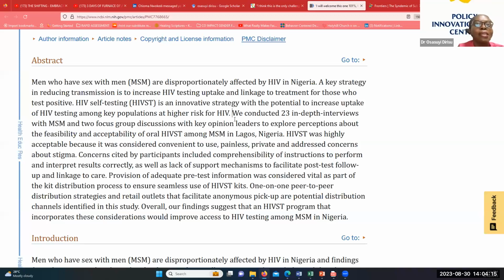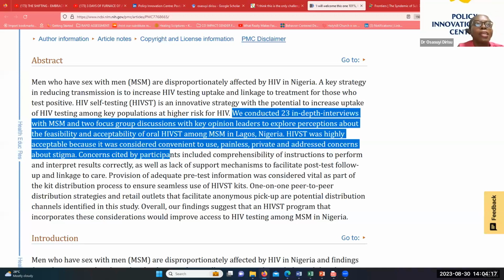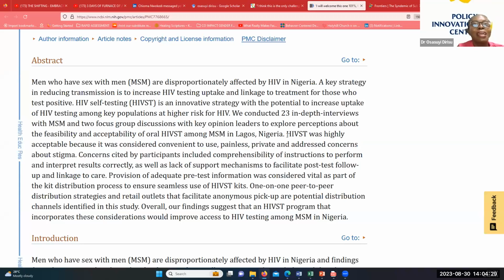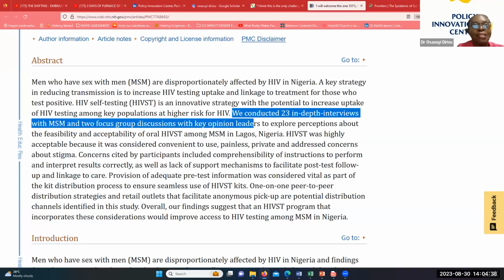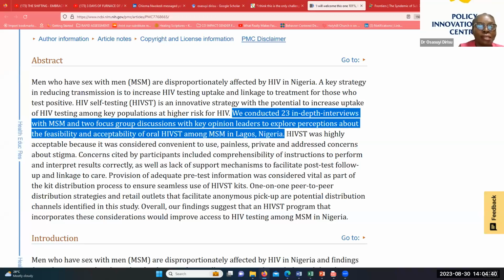So here you can see the methods. Okay, this was a much shorter abstract. I think they wanted 200 words. So we conducted 23 in-depth interviews with MSM, to explore perceptions about this. In fact, I actually wrote my methods in one sentence because that was what they wanted. I didn't even have the opportunity to write about how I analyzed the data, but the previous one I shared is the standard.